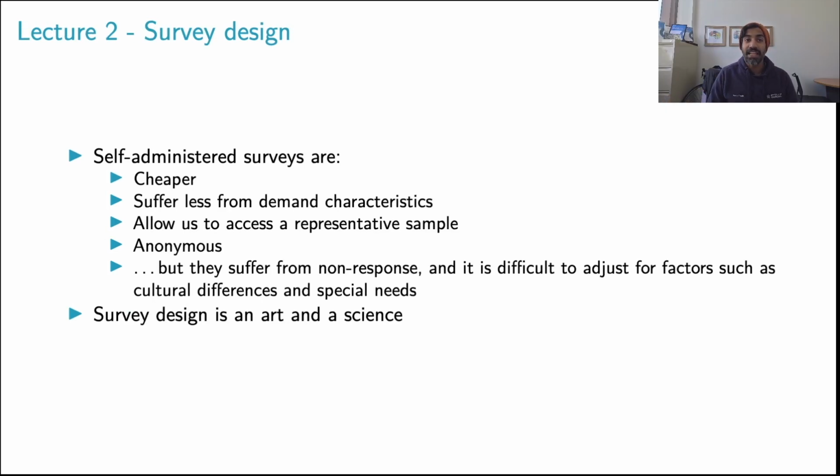So self-administered surveys are cheaper. We've talked about the cost efficiencies that are there. They suffer less from demand characteristics. When people are doing experiments, do they get a sense of what's going on and what you as a researcher are hoping to see as the results? Then they may be inclined to provide you with the results that you're looking for. Surveys allow us to access a representative sample. So we have the access, but not necessarily do we obtain that representative sample. But these are the things to consider.